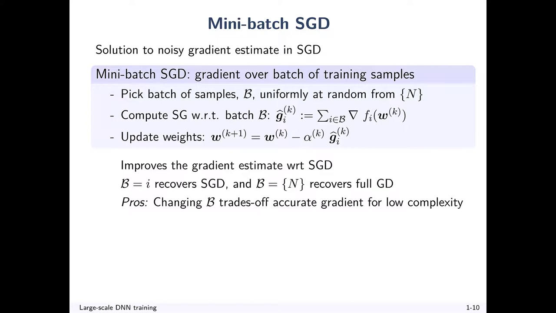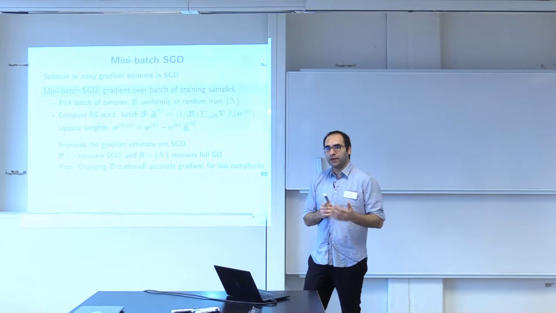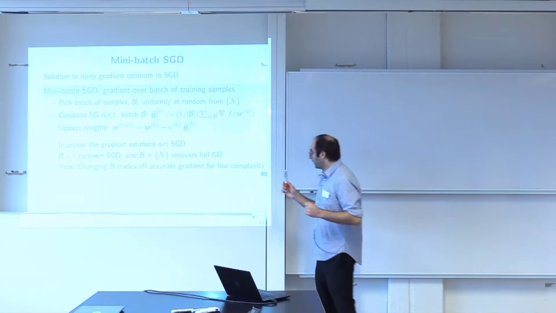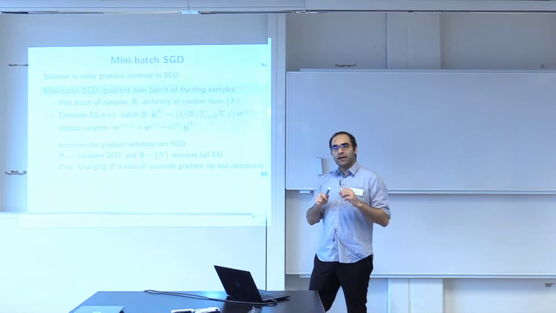So as I was saying, obviously this will improve the estimation quality of your stochastic gradient. The interesting thing to note is that if you set the batch size to be one sample, a singleton of sample i, then you get the plain SGD that we talked about. And if you set the batch size to N, the entire training set, then you get the full gradient.